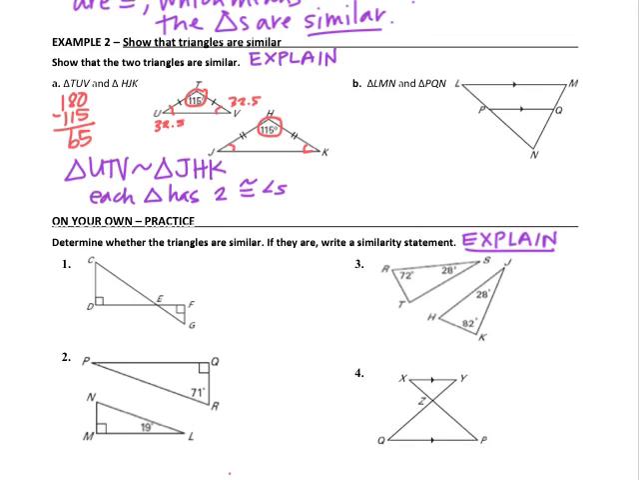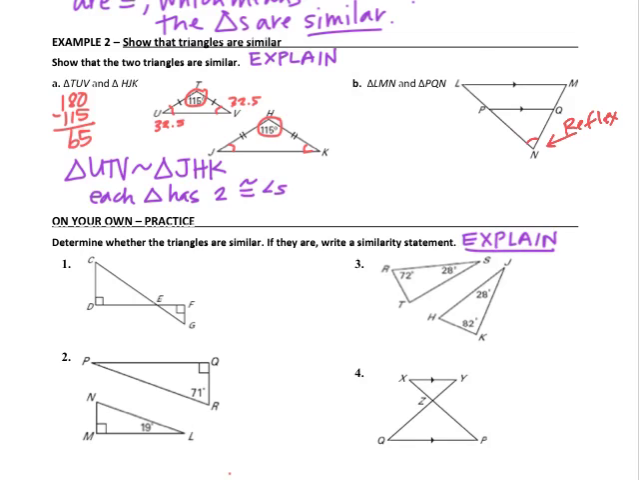And let's move on to problem B. We need to prove that triangle LMN and triangle PQN are similar. So if we notice at the very bottom, we see that angle N is going to be congruent in both of those triangles because it's the exact same angle. So we could call that a reflexive angle, right? We know that that's congruent to itself.